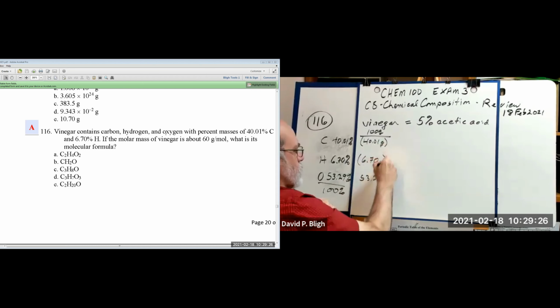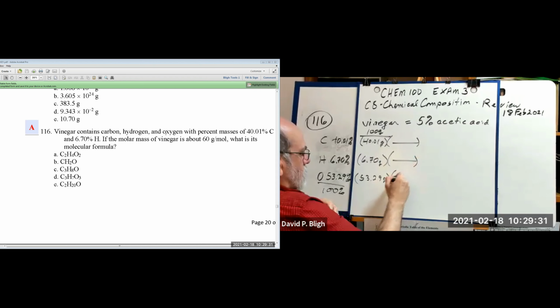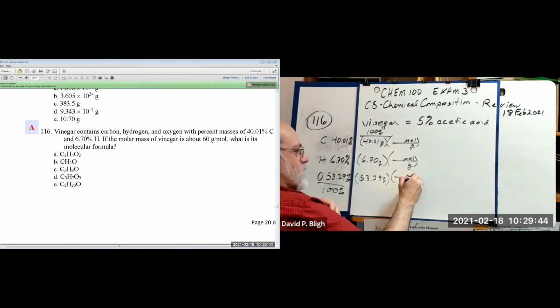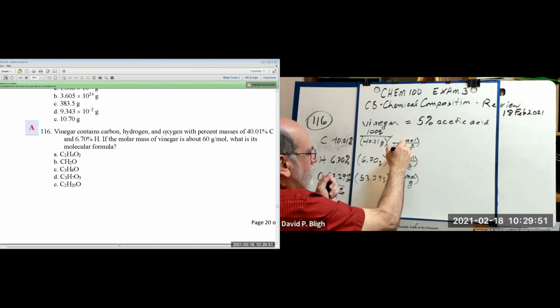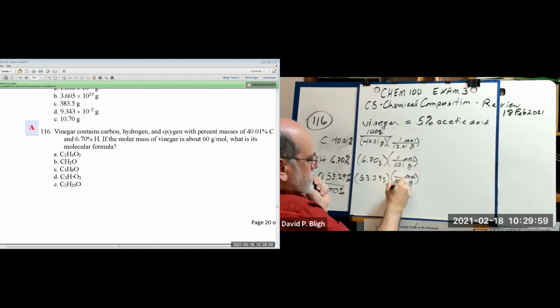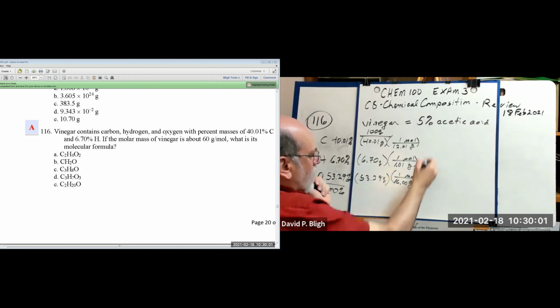Now we can find out how many moles of each. Henry Ford again. Grams on the bottom, because they have to cancel. And moles on the top, because our formula is mole ratio, or atomic ratio. Okay, so the magic number for carbon is 12.01 per mole. Hydrogen is 1.01 per mole. And oxygen is 16.00 per mole.